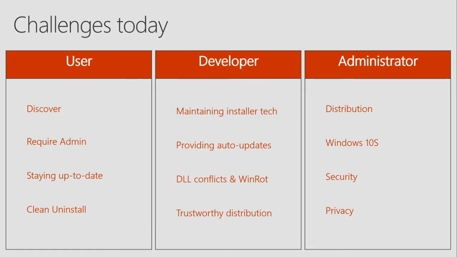All right, for the administrators, we talked about distribution. And then Windows 10 S. So for Windows 10 S, you can only get apps from the store. But what if you don't have your app in the store? Windows 10 S is no longer an option for you, and that's another challenge. And with Windows 10 S, you get speed, security, and other things that you would want for your enterprise. And security and privacy, obviously, very important to all enterprises.